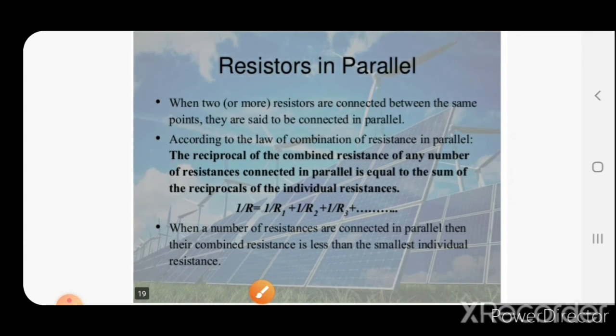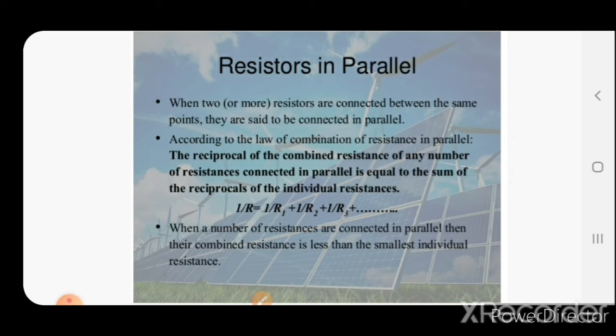Now next, when the resistors are connected in parallel. If the resistors are connected in parallel, then what will be the value of the combined resistance? When two or more resistors are connected between the same points, they are said to be connected in parallel.